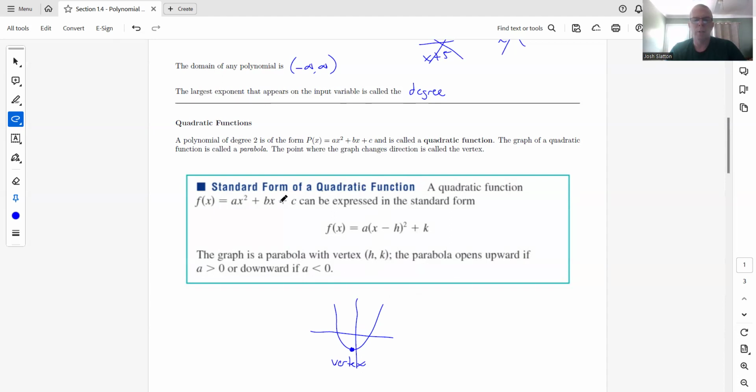A quadratic function can be expressed in the form f of x equals a times x minus h squared plus k. Here h and k give the vertex, and if a is greater than 0, like here, the parabola opens up. Or you can have one where a is less than 0 and the parabola opens down. Those are the two basic forms, and of course you can move them around. You can make them skinnier, you can make them wider, any of that kind of thing. So those are the basics, and we'll look at a couple of examples in the next video.